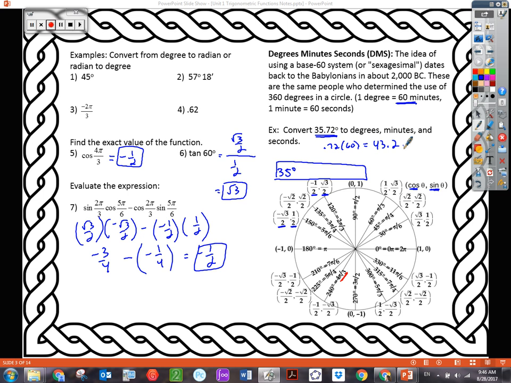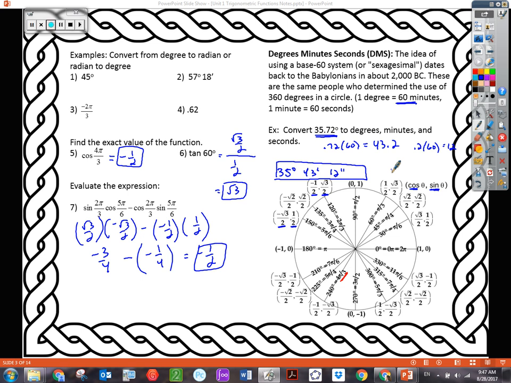I take the whole portion of my answer. The whole portion is 43, and that turns into the minutes. Okay? We okay so far? So now I need to deal with this fractional portion. This fractional portion is going to give me my seconds. So I take the 0.2 and multiply it by 60. Why am I multiplying it by 60? Because 1 minute is 60 seconds, and that 0.2 is in terms of minutes, isn't it? And now I'm going to take it into seconds. So I multiply that by 60, and 0.2 times 60 happens to be 12. So that's my conversion, 35 degrees, 43 minutes, and 12 seconds.